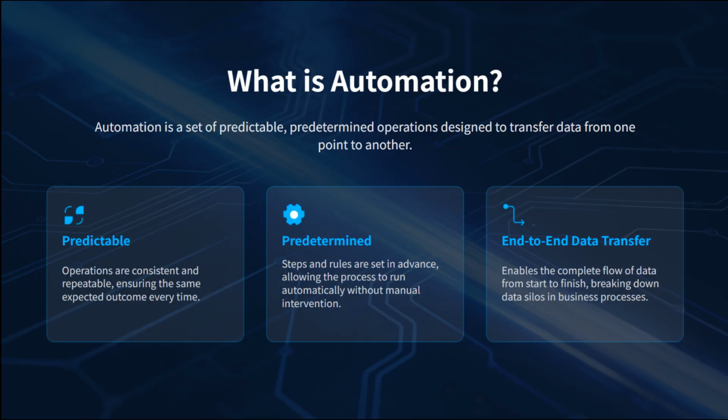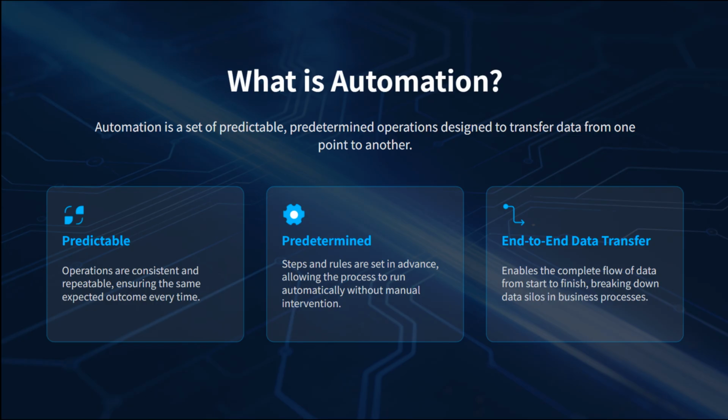Next, what is automation? At its simplest, automation is a set of fixed, pre-planned steps that move data from one place to another, end to end. Let's break that down. Fixed. The steps always work the same way, so you get the same result every time. Pre-planned. You set all the rules and steps first, so the process runs by itself. No one needs to touch it.